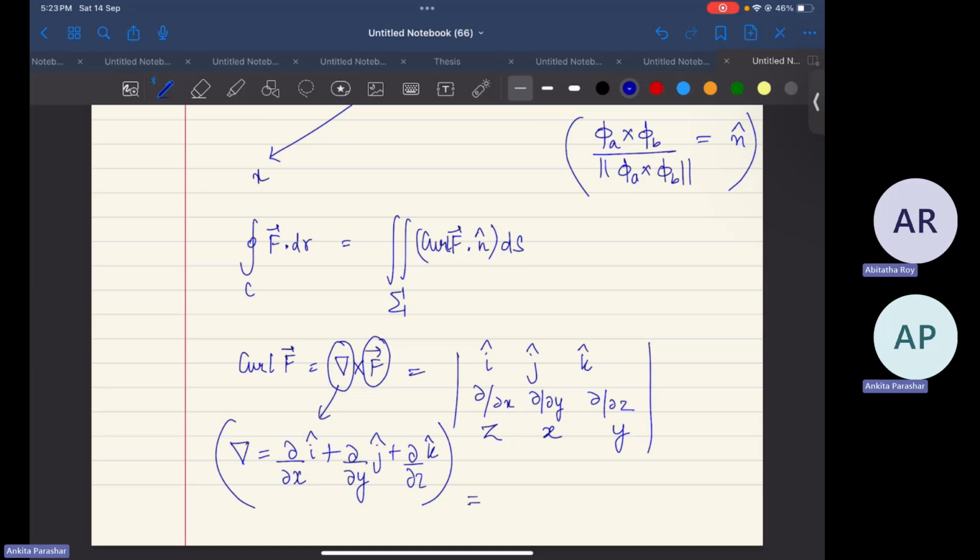Just a moment. I think you're confusing something. We are computing this, right? Are you computing something else? No, I'm computing this only. Okay, then i cap I will just hold, and then I will leave this column and this row. What would I get? Del by del y of y minus del by del z of x, right? I think you are confused with something else. Okay, now I got what is to be done. So quickly compute and tell what it is.